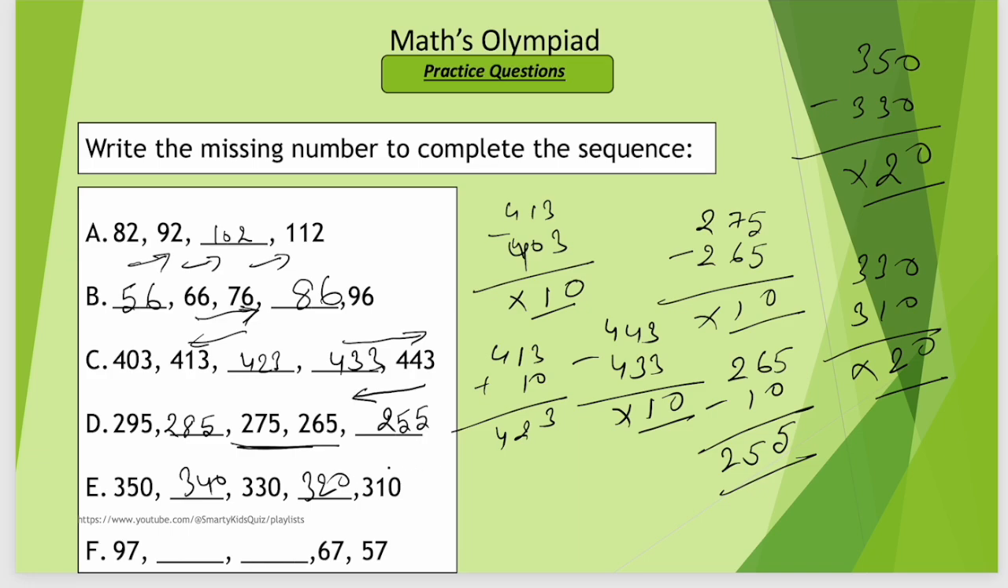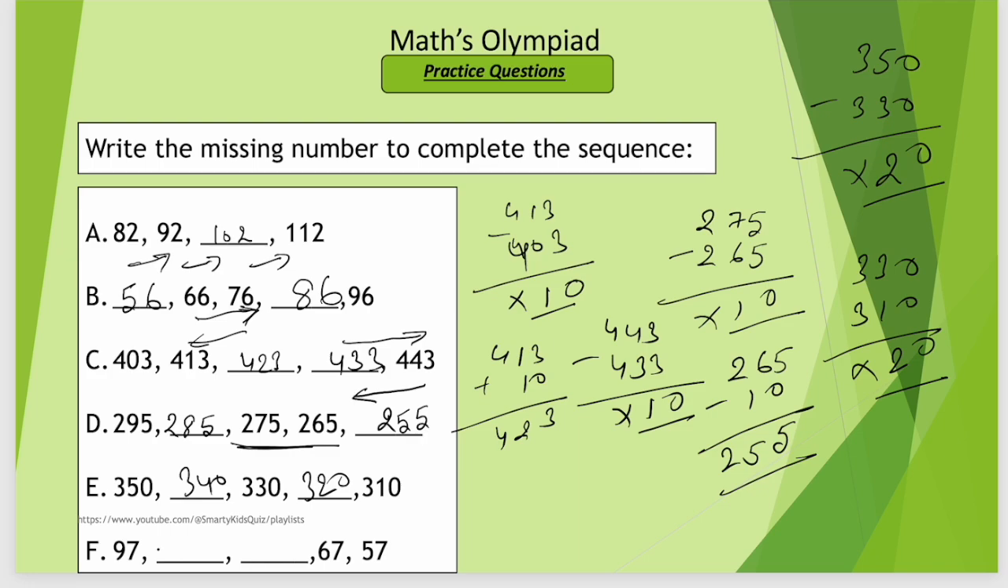Done. Why did I do 20 gap? I just wanted to show you, kids, if it is a 20 gap, if you choose a number which will just decrease by 10. So from 350 to 340, it's 10 gap, and then 340 to 330, 10 gap. So it will distribute 10 gaps.